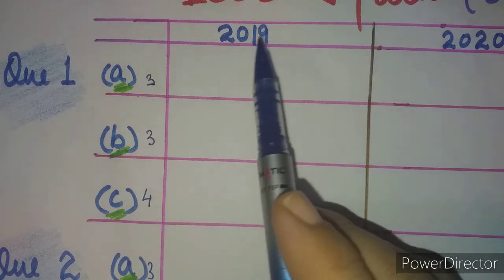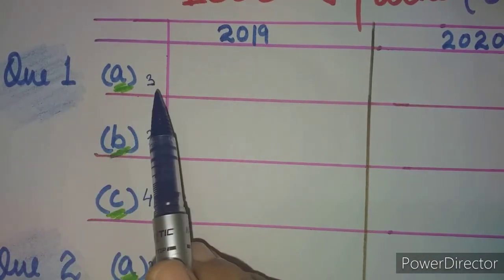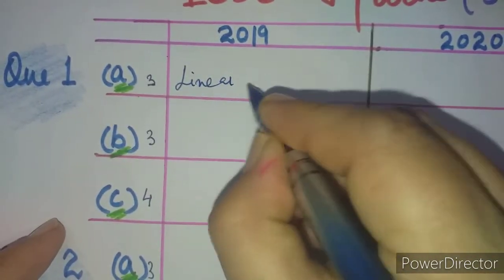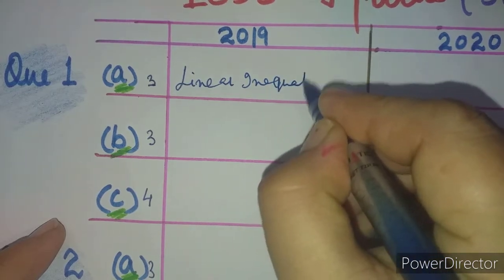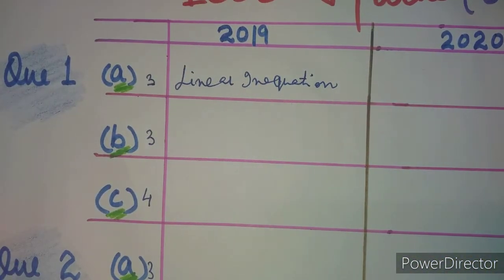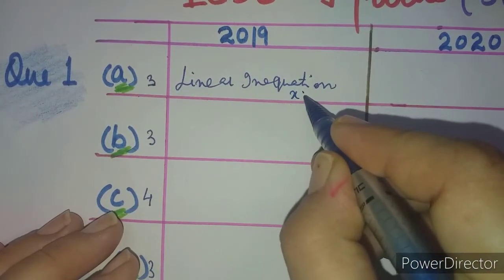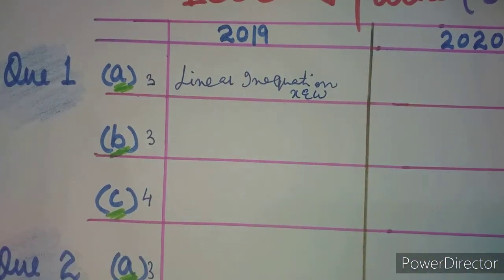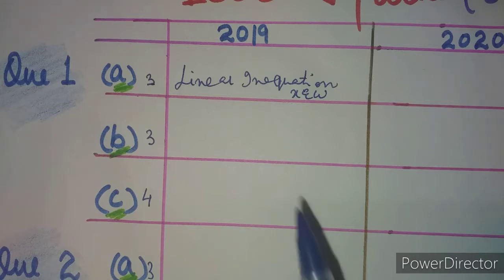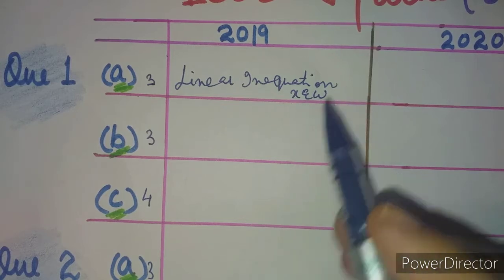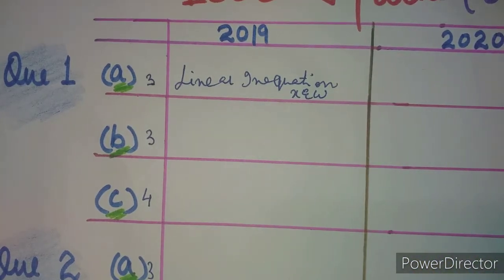In 2019, question number 1 part A was asked from the chapter of linear inequation. It was a simple question where inequations were given in which x belonged to a set of whole numbers. The question seemed very interesting and simple, but the examiner would surely check here whether you know how to draw the graph for x belonging to whole numbers or not, and how easy you are with the calculation of inequations, right?